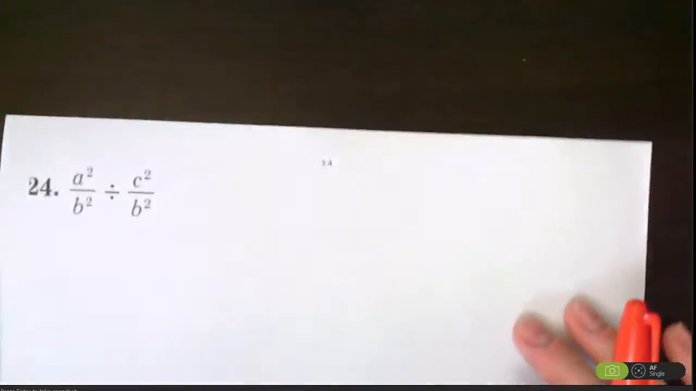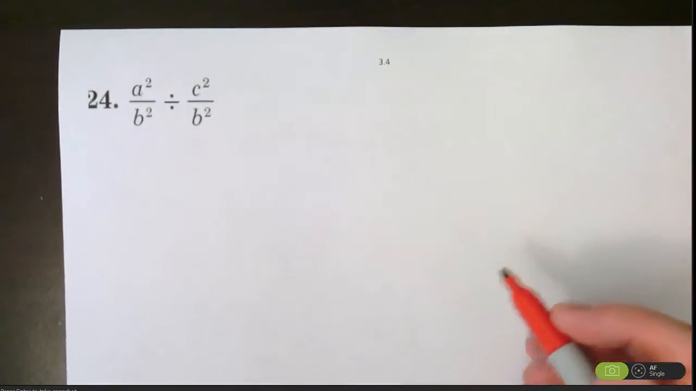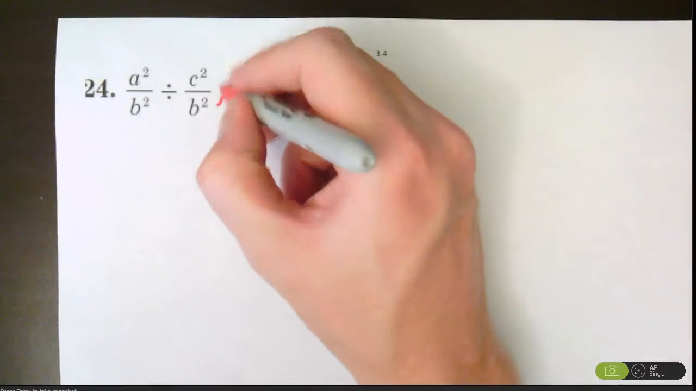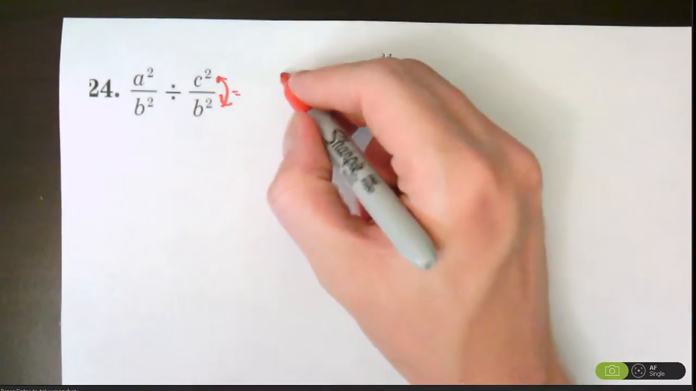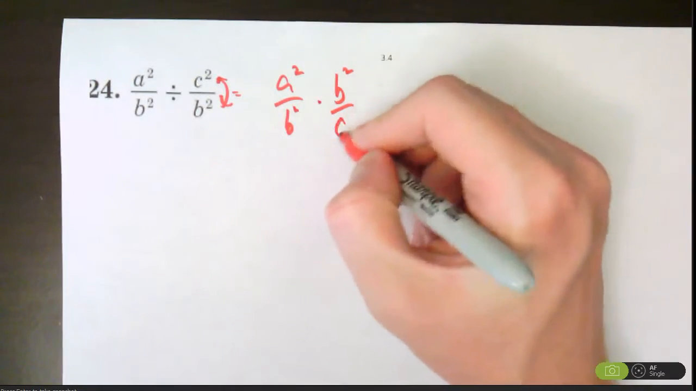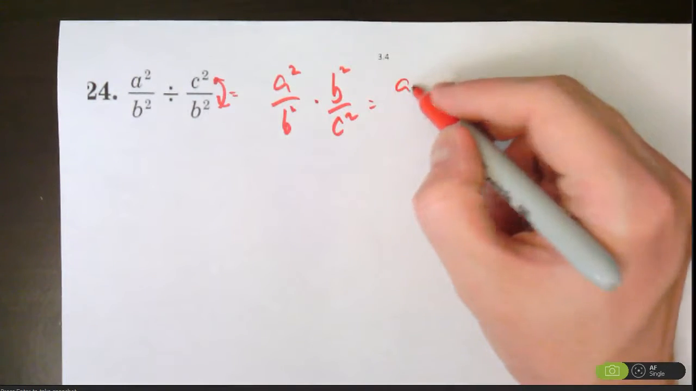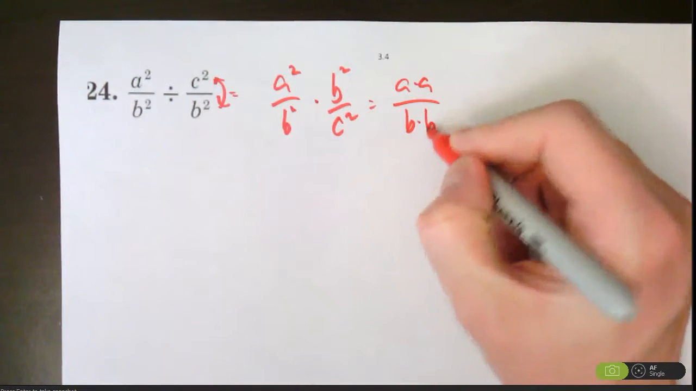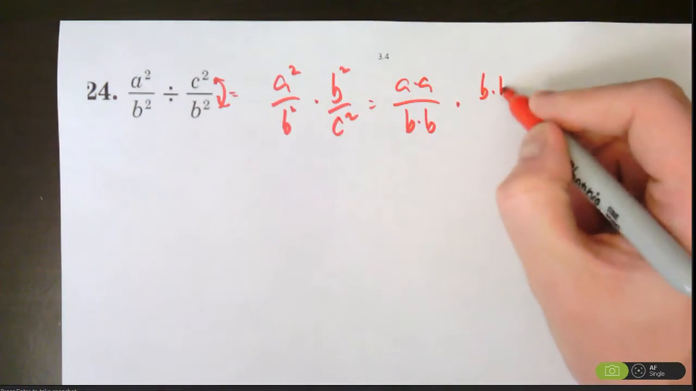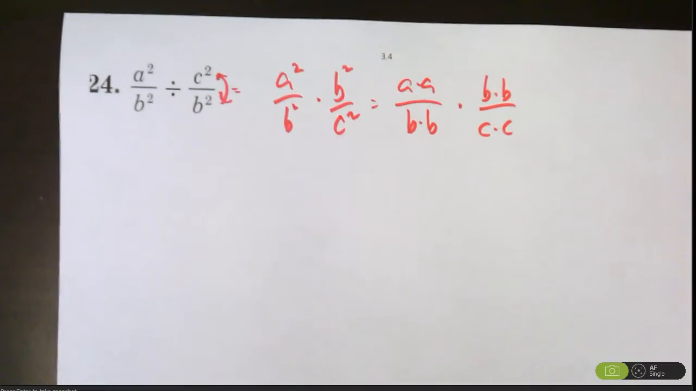24. Got a squared over b squared divided by c squared over b squared. So again, what do we have to do? We have to flip the second fraction. So we have a squared over b squared times b squared over c squared. And I talked about this in class. Split up anything that you can factor, especially if it's variables. And then cross out by cross canceling.